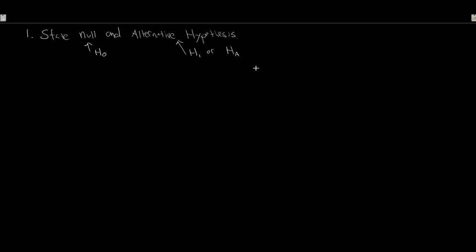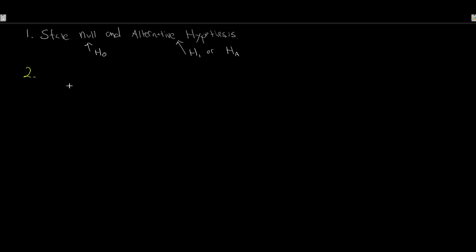Like, hey, we believe that the population parameter is this. Versus our alternative would be what we're testing against. Like, okay, sure, maybe the population parameter is that, but maybe it's bigger, or maybe it's smaller, or maybe it's just not equal to that. I don't know if it's bigger or smaller, but maybe it's just not what the null is. So that's our comparison between our null and our alternative. Again, more detail to follow on that.